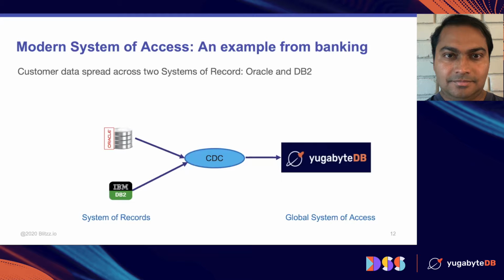I'm going to present you an example from banking, which Blitz has implemented recently, where the customer data is spread across two systems of record here.